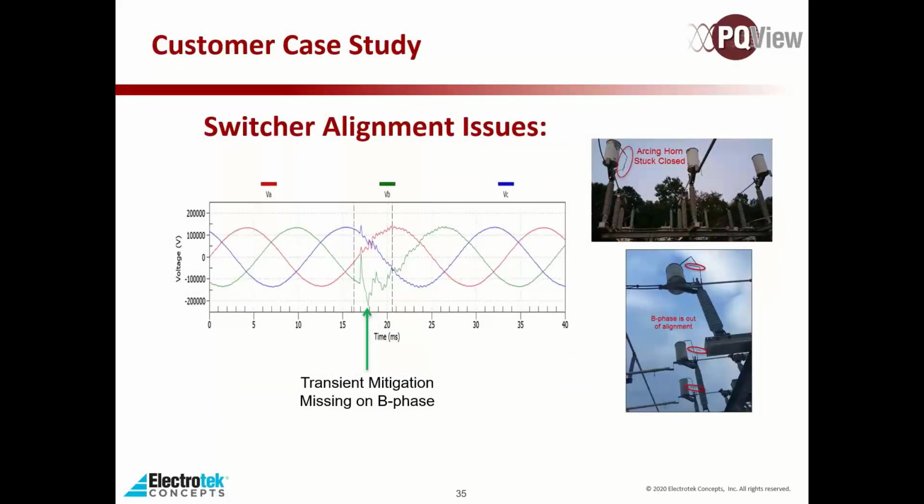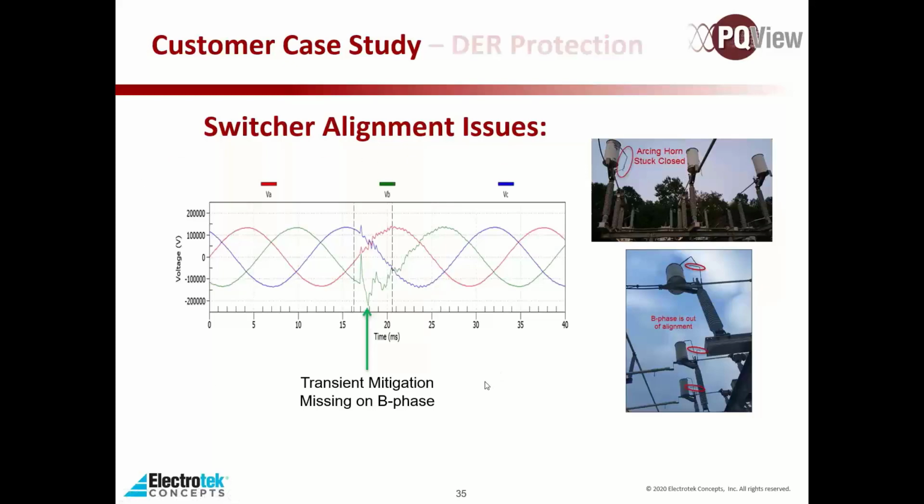of money there. Another issue found using PQView was a switcher alignment issue where the pre-arcing contact wasn't being made. So essentially, whether these are pre-insertion resistors or inductors, they weren't being included during the switching. And so you have on that phase much more pronounced transients as a result of that mitigation not being part of the switching there.